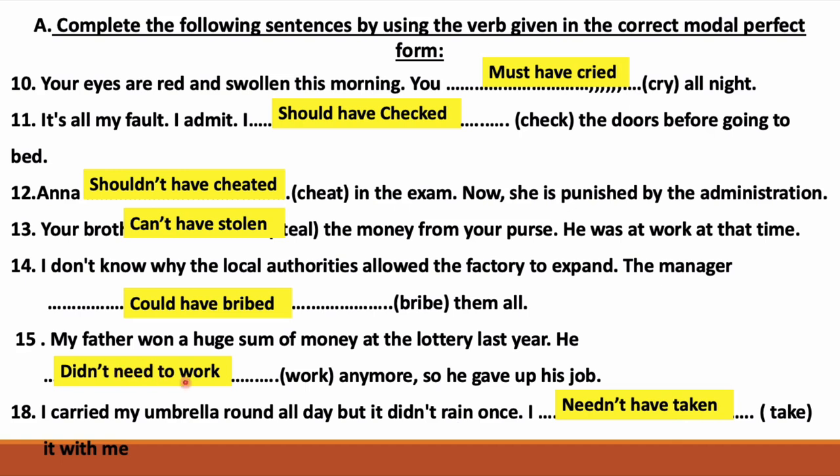Here, it was not necessary, and I didn't do the action. My father didn't do the action of working anymore. And here, I did the action of carrying my umbrella around. Okay, so that's all we have now.